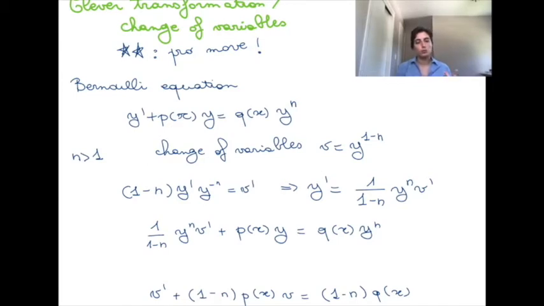Then v prime is equal to 1 minus n times y to the power minus n times y prime. So we have a relationship between y prime and v prime. Let's plug v prime in our unknown and transform everything as a function of v. So we went from an equation that is in y, that has y prime and y to the n, to now an equation that is in v, that only has v prime. Everything else got simplified out.